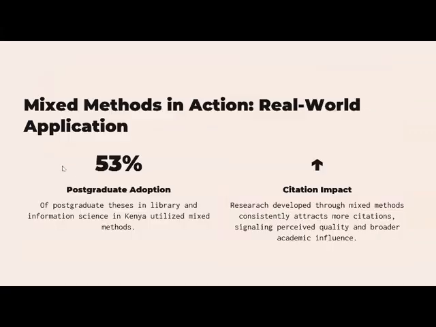Now let's look at this. Mixed methods have been reported to be widely used among postgraduate students, not only in developed countries, but also in Africa. This was reported in findings from postgraduate theses in library and information science in Kenya. There was a particular document I saw that reported that about 53% of postgraduate students used mixed method. Another advantage of mixed method is that your citation impact will be high. People tend to cite articles with mixed method more than those with qualitative or standalone quantitative methods.